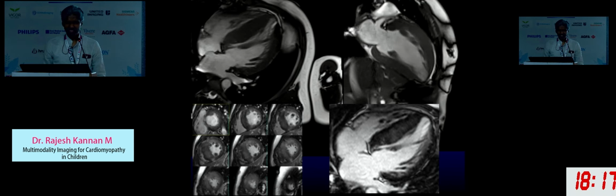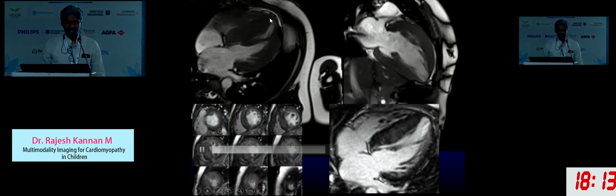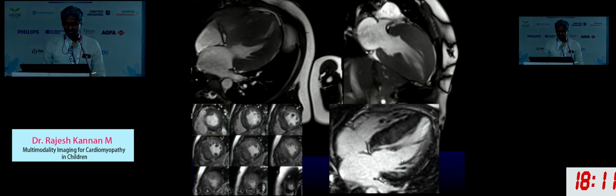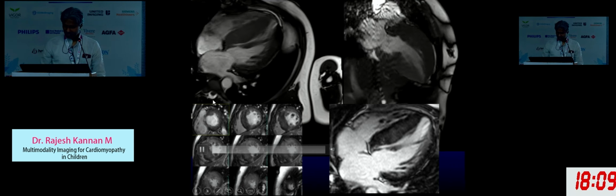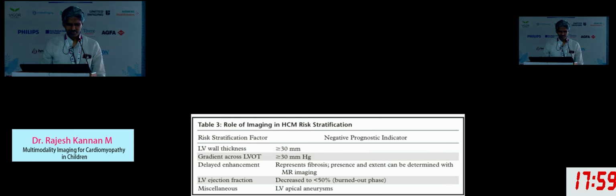This is a child with hypertrophic cardiomyopathy. You can see that there is an asymmetrical septal hypertrophy, and the LGE is showing significant myocardial scarring, which we can quantify similar to the adult. In this case, there is a 23% myocardial scar, which is a high risk.